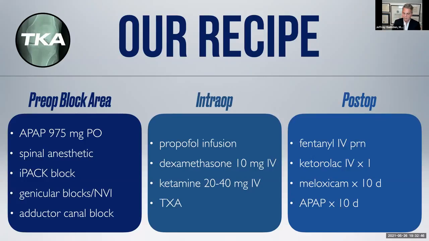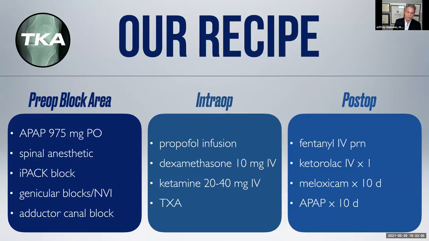We'll do our iPACK block, as I said, our genicular blocks, the nerve to vastus intermedius, and our adductor canal block. Intra-op, they get a propofol infusion. Everyone gets 10 of dexamethasone unless they're an extremely brittle diabetic. And then ketamine between 20 and 40 milligrams IV and TXA.